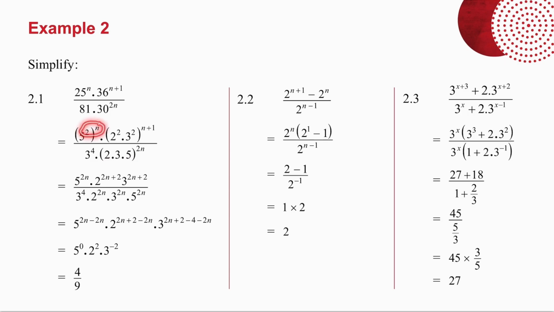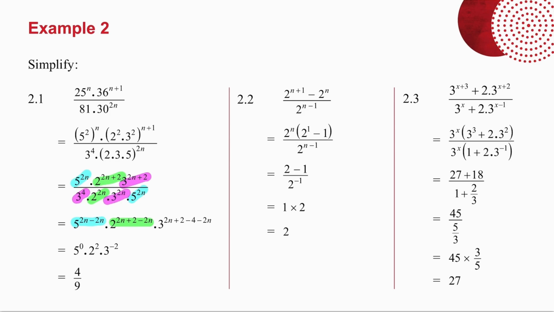2 powers next to each other, so multiply them. This n plus 1 belongs to both the base 2 and the base 3, and we multiply the powers. The 3 to the 4 just stays, and this 2n belongs to each of those bases. I then collect together the like bases. So they're the 5s. I'm dividing, so subtract the powers. Here are the 2s. I'm dividing, so subtract the powers. And then here are the 3s.